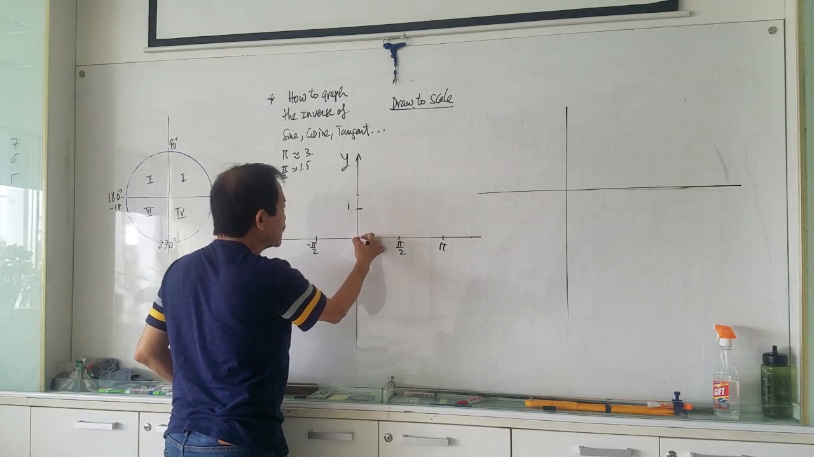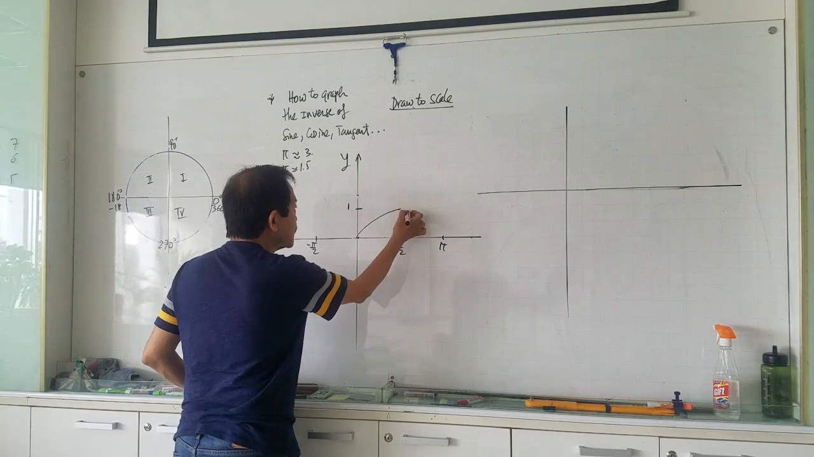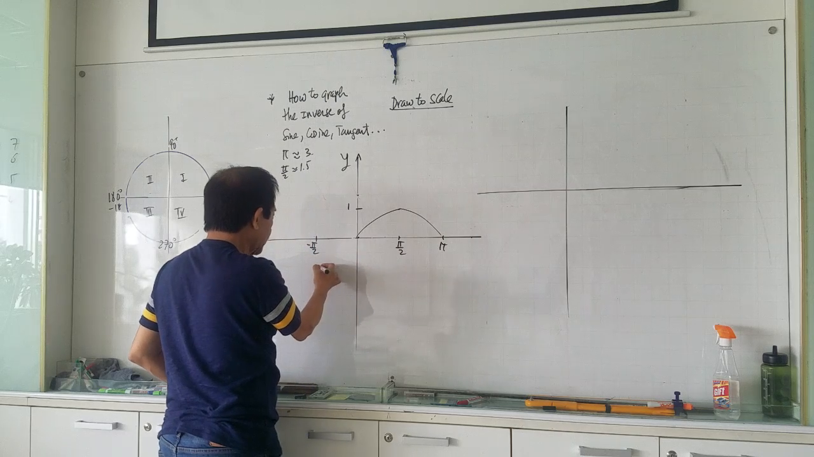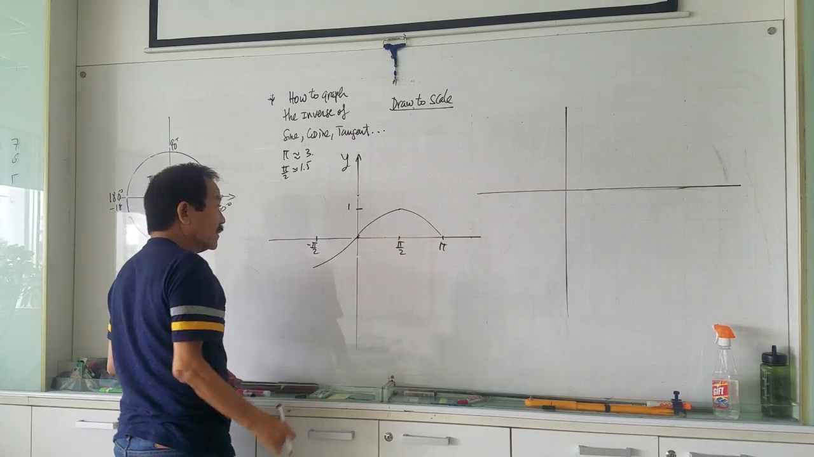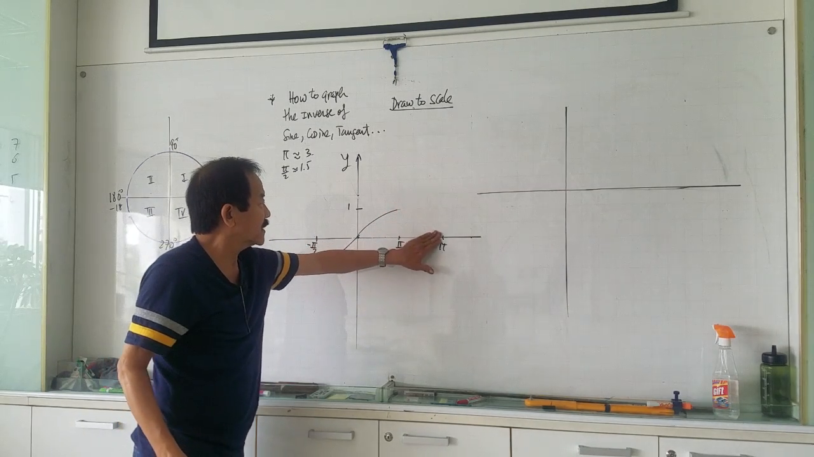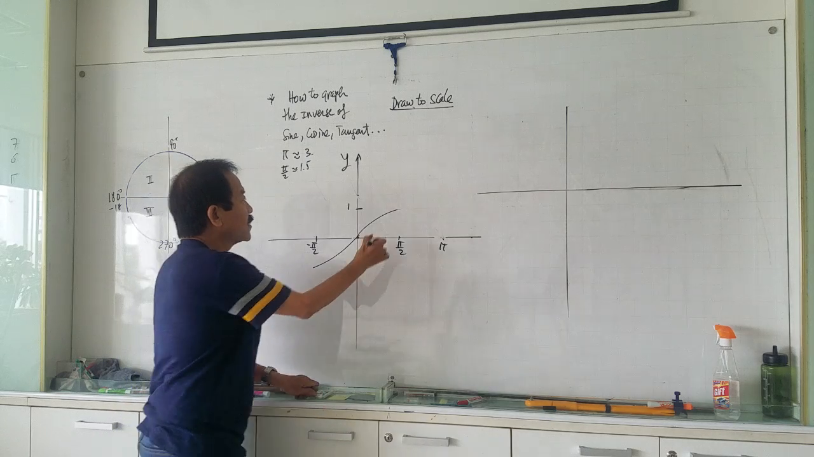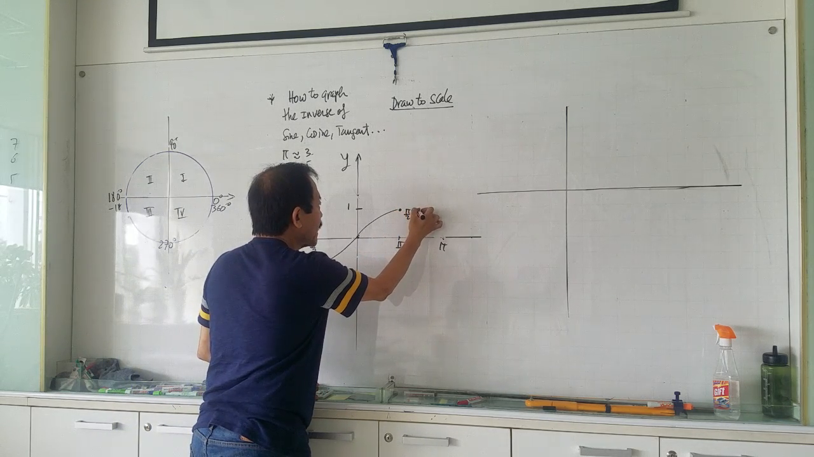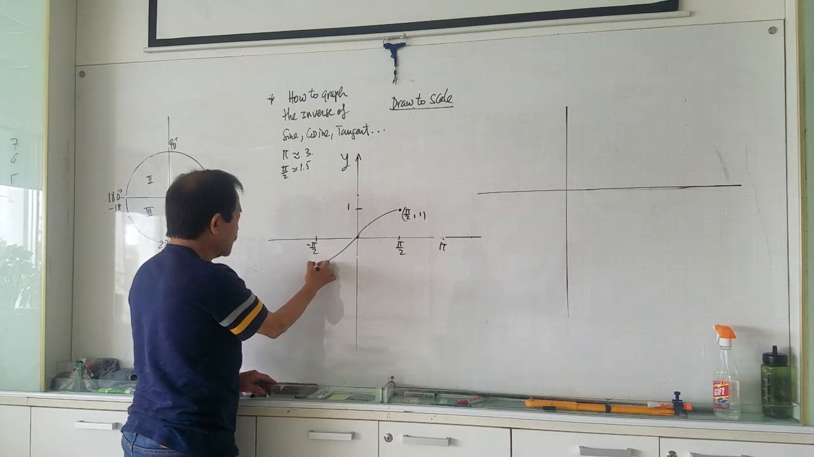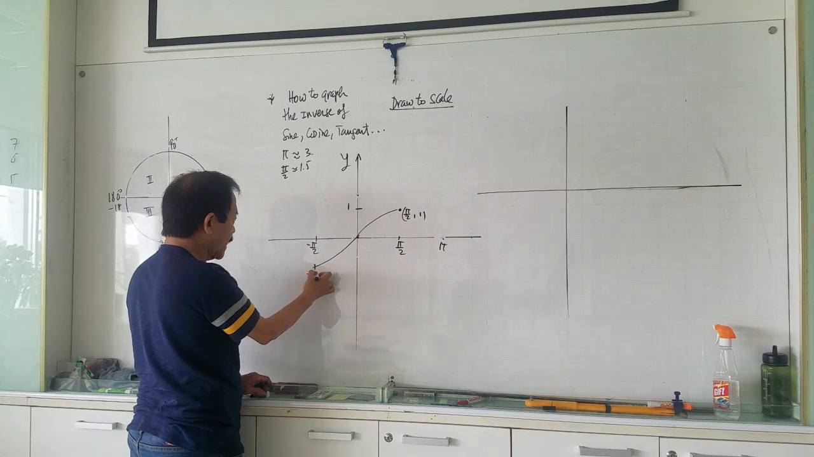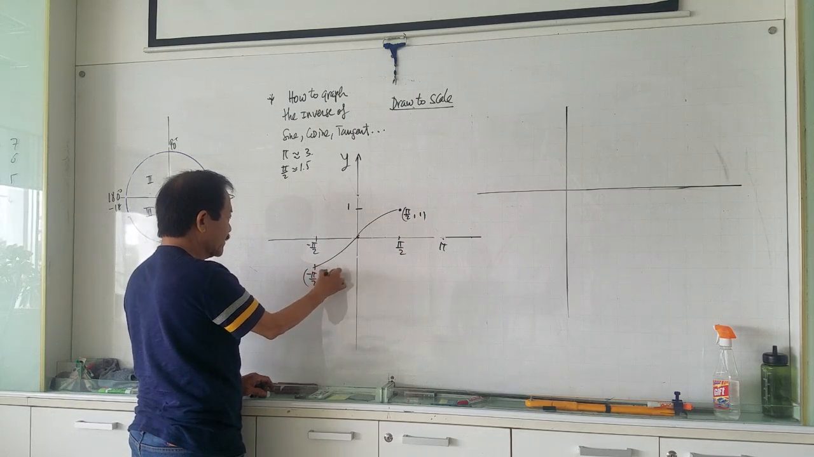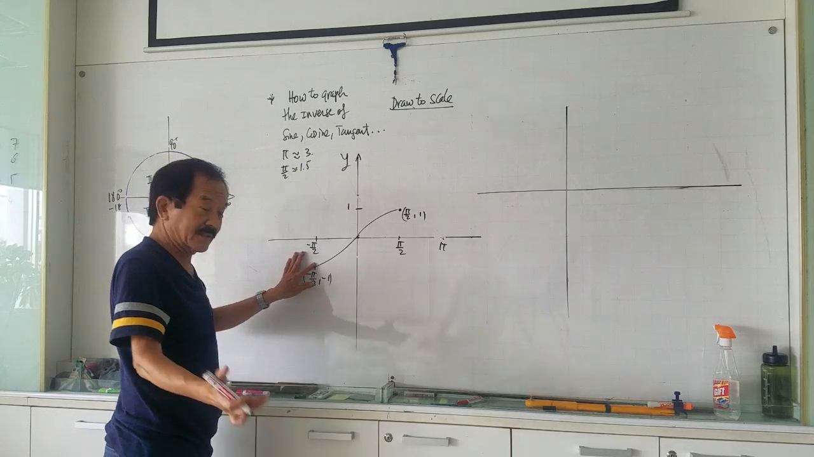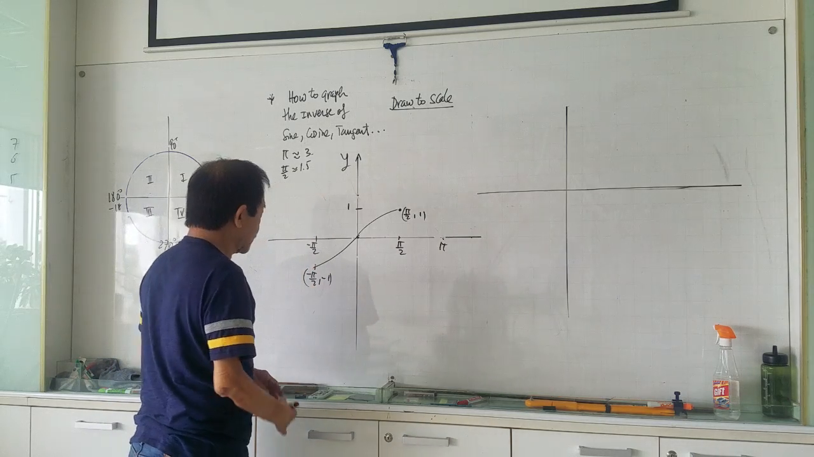So the graph of sine looks like this, from here to here, and from here to here, and so on, right? But we know that the restriction is like this, right? So then you mark here is pi over 2 and 1. And here I mark negative pi over 2 and negative 1. Clearly this one is an odd function, right? See? Now how to graph the inverse?